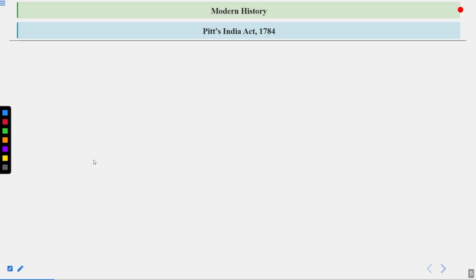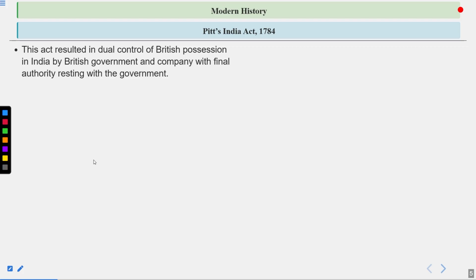Then, in between these 20 years, came the Pitt's India Act 1784. Let's read about it. So this act resulted in dual control of British possession in India by British government and company with final authority resting with the government. So basically, after the Regulating Act came in 1773, Warren Hastings became the Governor General of Bengal.